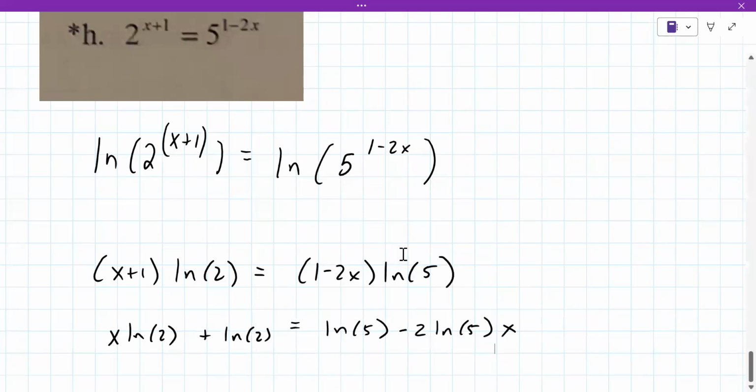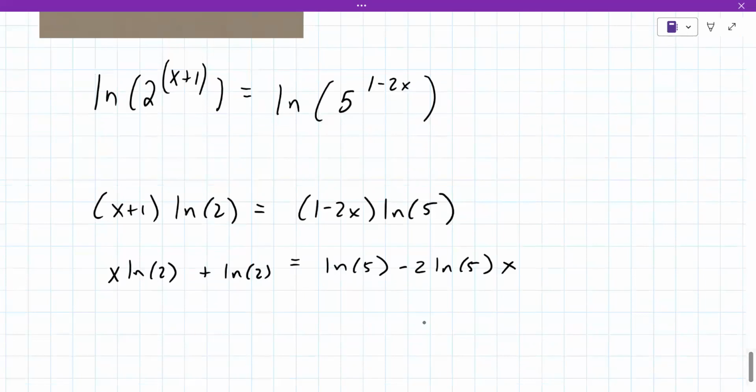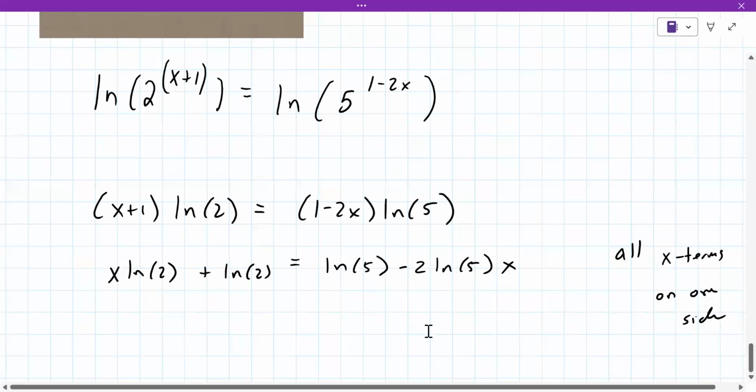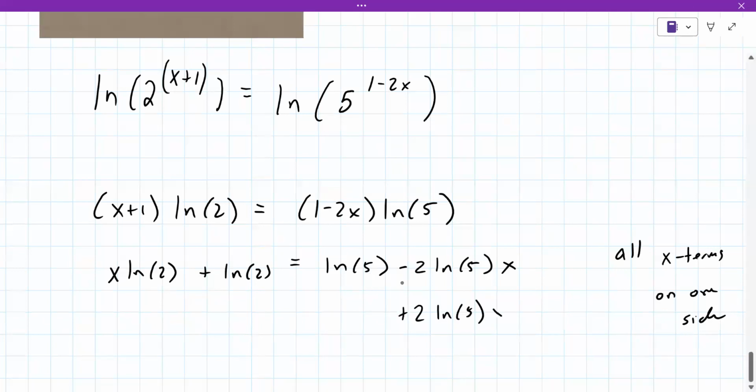And you're just distributing in. In the order how you write it, you could put the x in front if you want. A lot of ways to write it. You now want to get all x terms on one side. So to do that, we want to move this x term on the right to the left, and this natural log of 2 to the right. So add 2 natural log 5 times x to both sides, and then subtract the natural log of 2 from both sides.